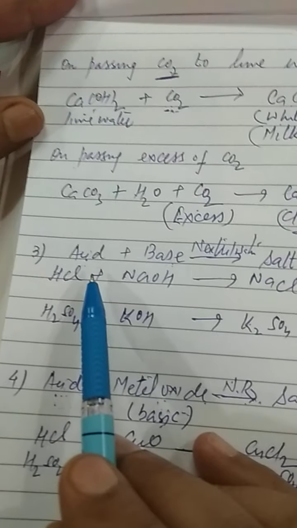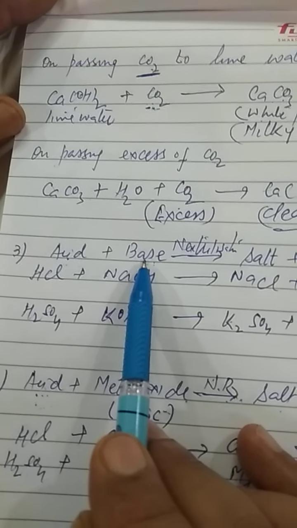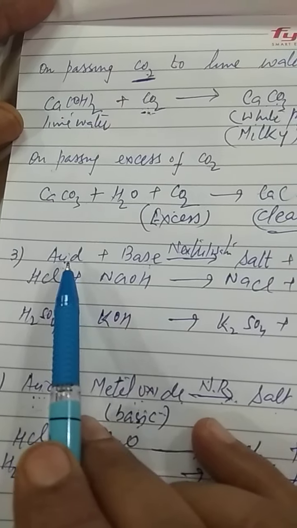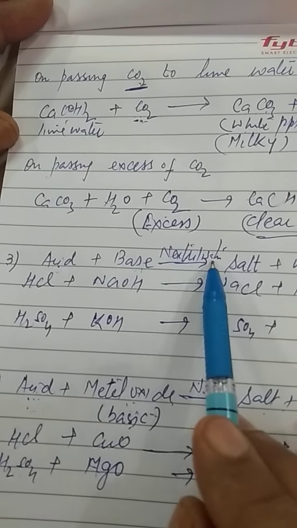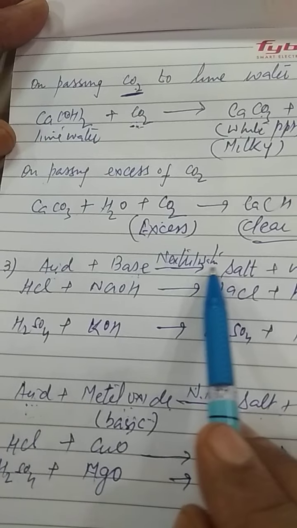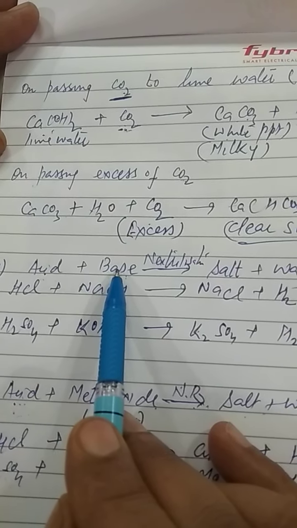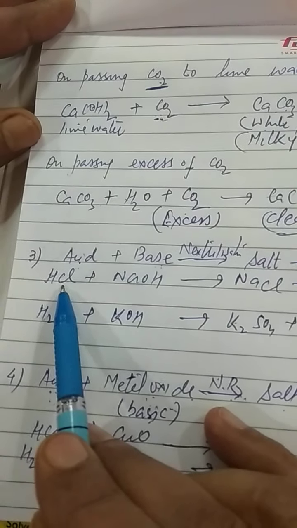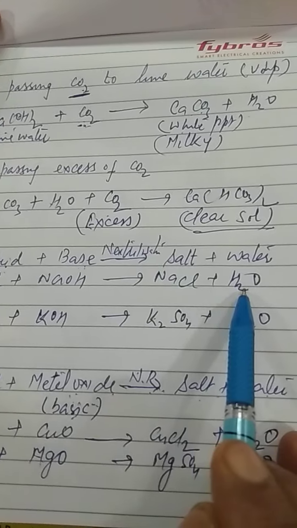The next reaction, how an acid reacts with a base. You have studied this reaction in the first chapter on chemical reactions. When an acid reacts with a base, it becomes salt and water. This type of reaction is known as a neutralization reaction, because acid and base neutralize each other. For example, HCl plus NaOH gives you NaCl plus water, salt and water.